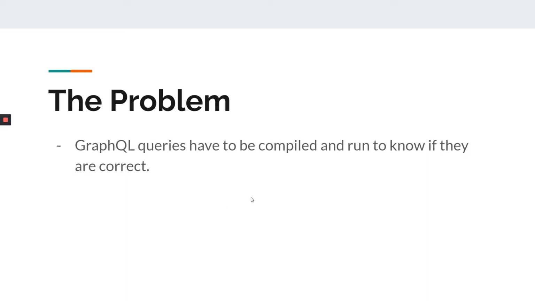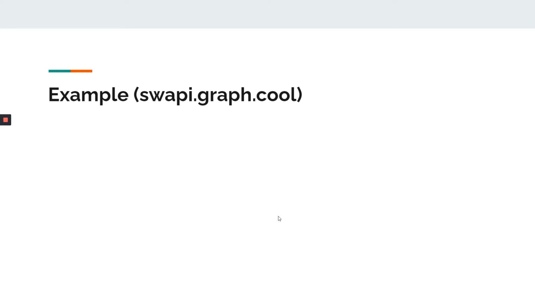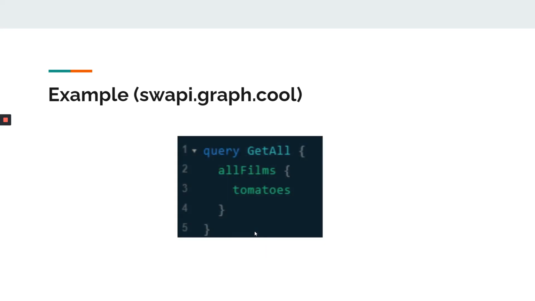So, for example, if I were to write this specified query, I am taking this example of all the queries I'm writing from the Star Wars API called swapi.graph.cool. This has all the information regarding Star Wars movies and anything related to that. So if I were to write this kind of query, getting all the films and then getting all the tomatoes in all films, I would not know if this query would be correct.